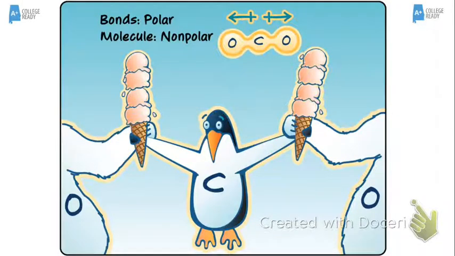Now back to what I was saying about our bonds being polar but our molecule being nonpolar. Our penguin, which represents the carbon, and the polar bears, which represent the oxygen, are both attracted to that ice cream. So since the penguin is holding on to that ice cream, and the polar bears are on either side, they have an equal pull on that central penguin or carbon atom.